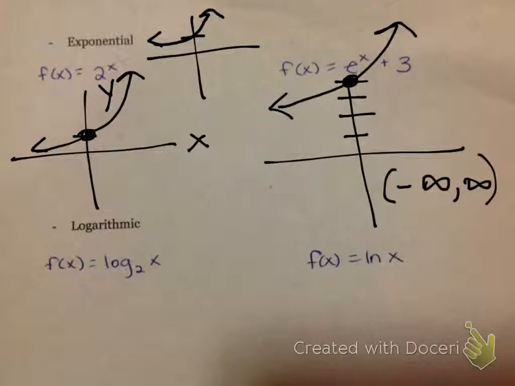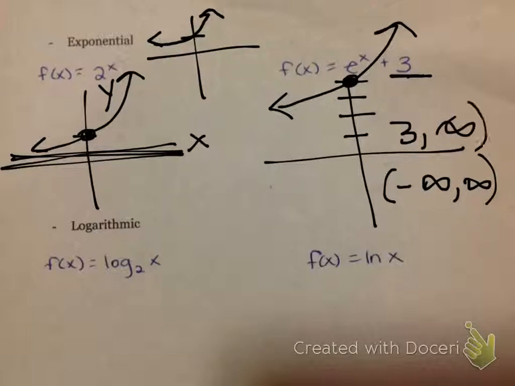And now my range, if I think back to my first graph, my range is going to be everything above the x-axis. So now my range is going to be everything above 3. So I'm going to go 3 to infinity for my range. I'm not going to include 3 because that's actually going to be my asymptote there.